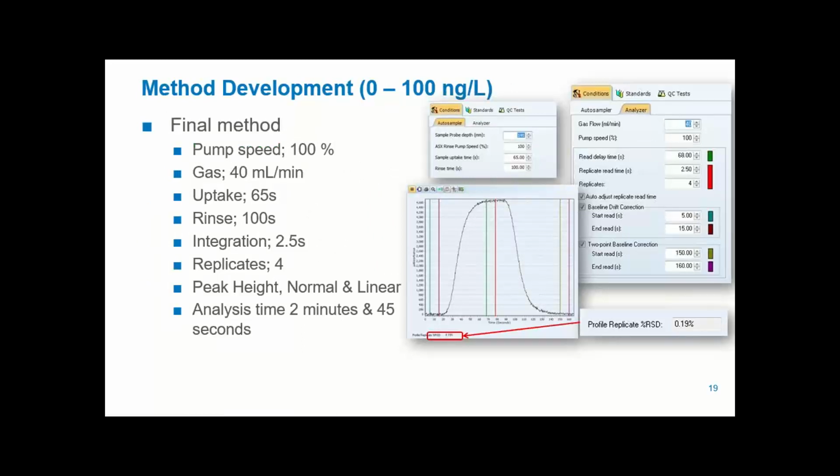So here is a typical 100 ppt peak profile. So here are the settings on the left for the instrument. And you can see we get this beautiful plateau where our peak is integrated across the maximum peak height. And it comes all the way back down to the baseline in about 2 minutes and 45 seconds. And you can see the replicate of those integrations is only 0.2%.